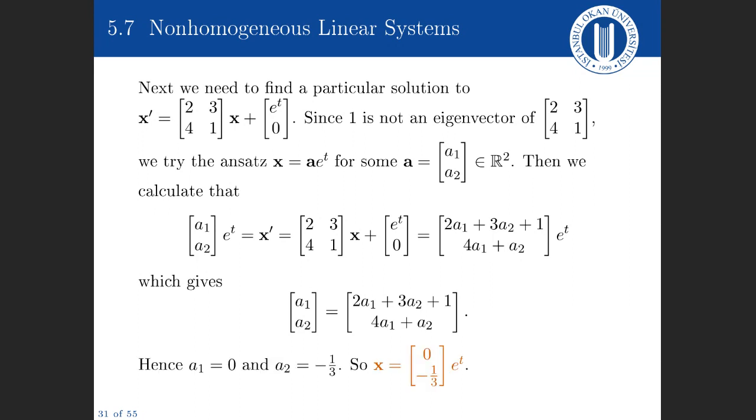The solution to this must be that a1 must be 0 and a2 must be minus a fifth. So that tells us our particular solution is 0, minus 1/3 e to the power t. Again, I leave this for you to check later.